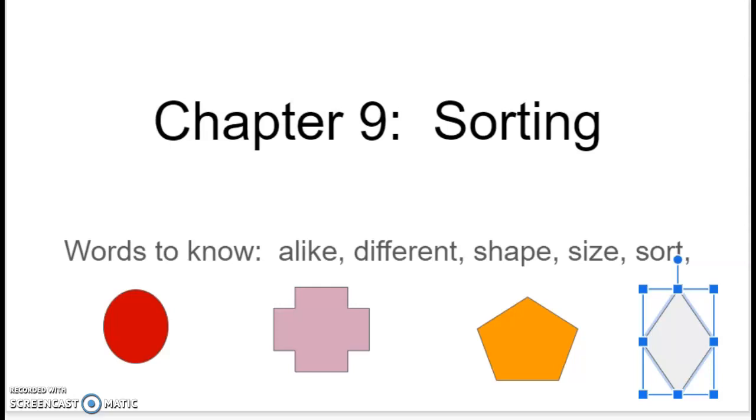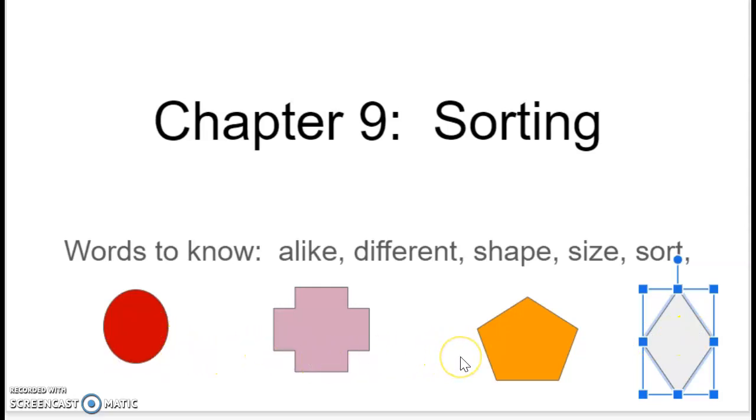Hi class, today we are learning about sorting and we'll be learning about sorting all week. We are going to be covering some new words. Those words are alike, which means how are, like if we were to look at these items below, how are they alike? How are they the same?